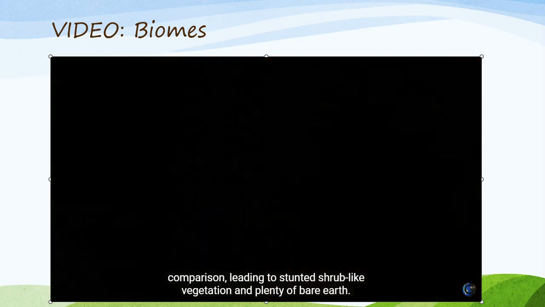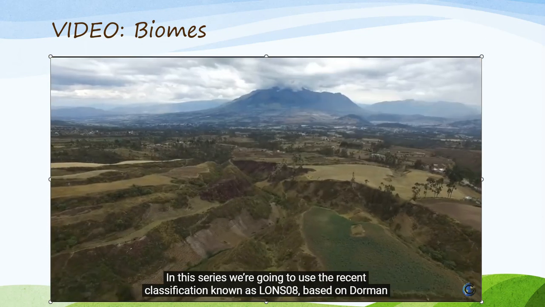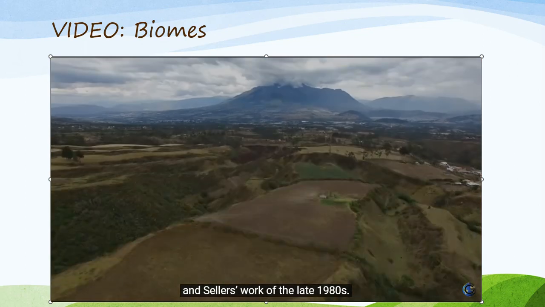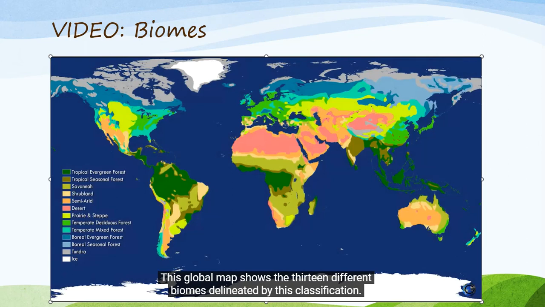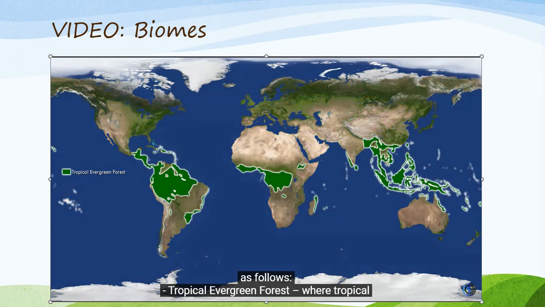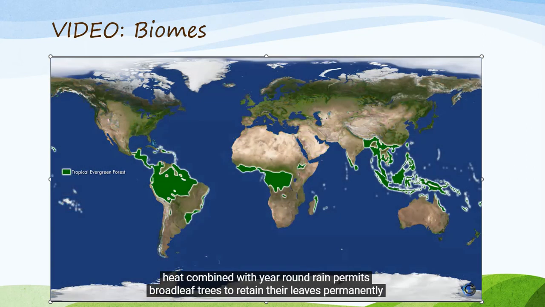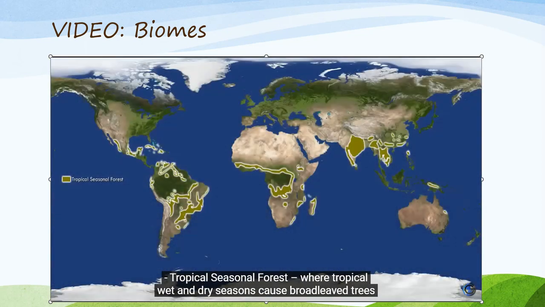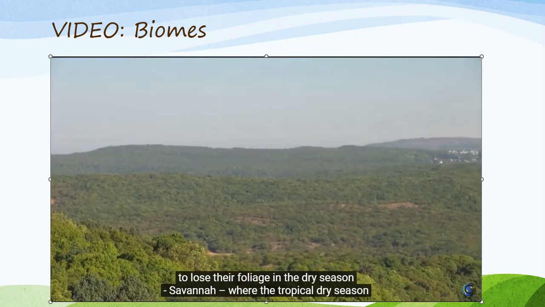In this series, we're going to use the recent classification known as LSM 08, based on Dorman and Sellers' work of the late 1980s. This global map shows the 13 different biomes delineated by this classification. Starting at the equator and moving roughly outward toward the poles, these are summarized as follows. Tropical evergreen forest, where tropical heat combined with year-round rain permits broadleaf trees to retain their leaves permanently. Tropical seasonal forest, where tropical wet and dry seasons cause broadleaf trees to lose their foliage in the dry season.